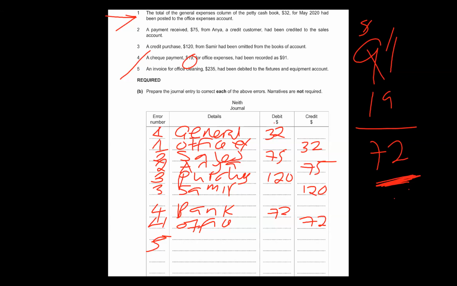So the office expenses account, 235. And then we also have the fixtures, which is the corresponding account.